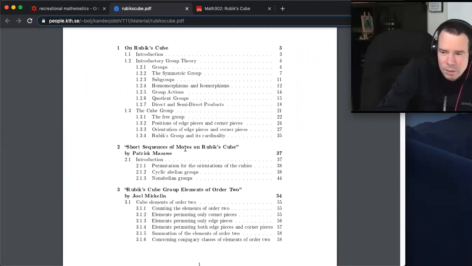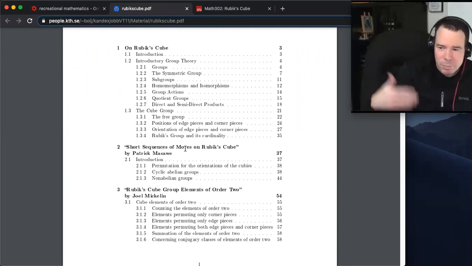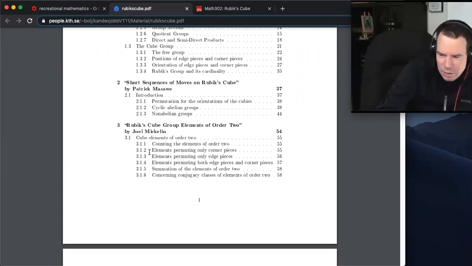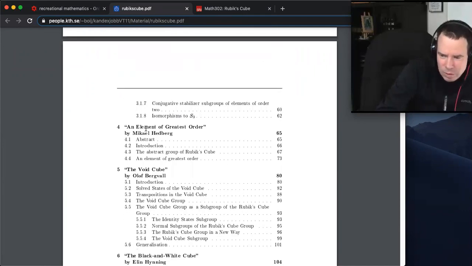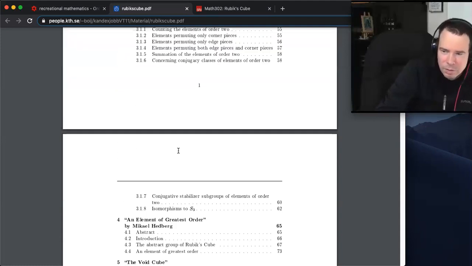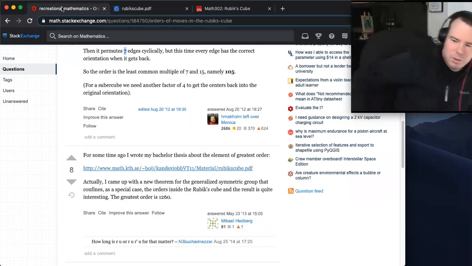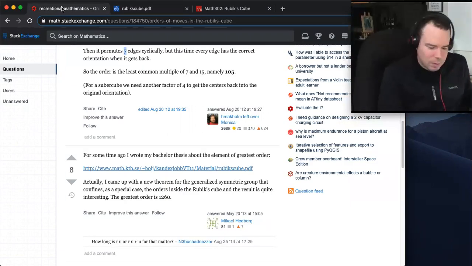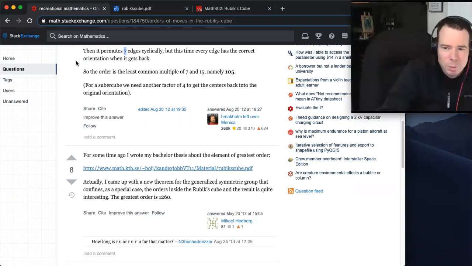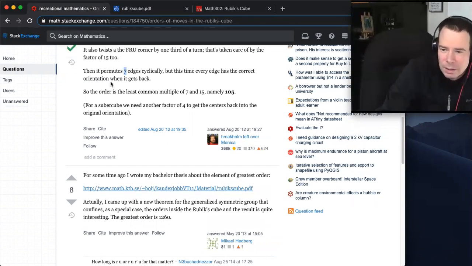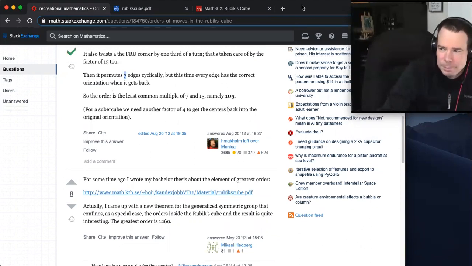And so if one of you or a group of you, for a final project, is interested in exploring some more things about the Rubik's Cube, there's some great stuff in here. One of the chapters is an element of greatest order. Here they show that there is a greatest order for an element of the Rubik's Cube. It's 1,260, and they show how to find such an element. So I just wanted to point this out: as you're Googling around, not only do you find stuff related to the Rubik's Cube, but you'll find mathematicians like us who have treated it from a mathematical viewpoint, and there's some rich stuff out there as well.